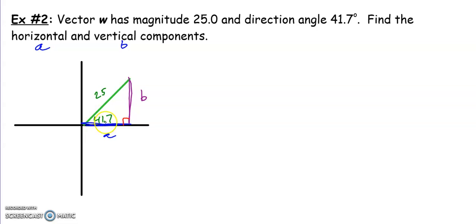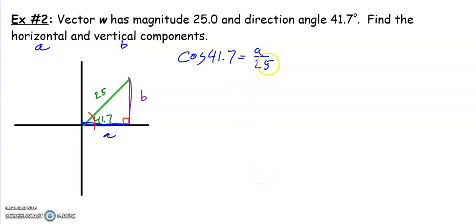Alrighty, so we've got an angle. I've got the length of the hypotenuse, and let's find A first. Why A first? Because it's first in the alphabet. So I've got an angle, the hypotenuse, and A is the adjacent side to that angle. That's going to be cosine. Cosine is adjacent over hypotenuse. So the cosine of 41.7 degrees equals A over 25.